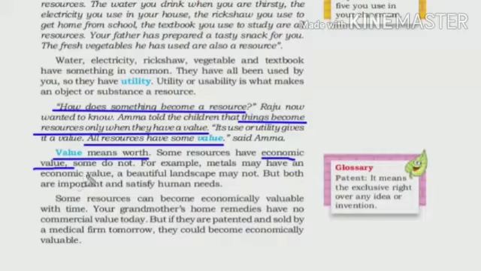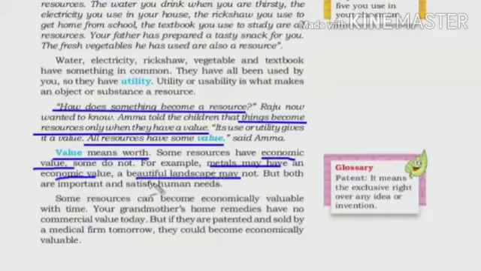So this was a high-end example from myself. Let's take a little smaller example. For example, metals may have an economic value, but a beautiful landscape may not. Metals like iron, aluminium, nickel have economic value. You don't get them for free. And the reason you don't get them for free is because you use these metals to make important things like machinery, buildings, pillars, cars, household stuff.